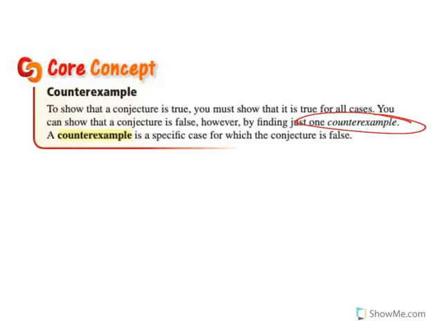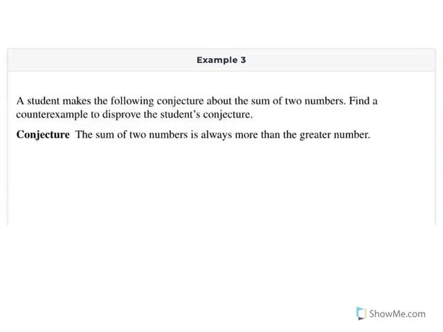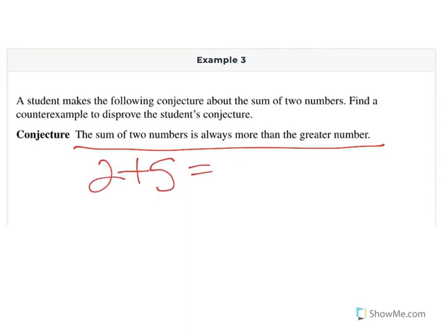Okay, so let me show you what. Write this down. Pause. Write it down. So, here's the conjecture. Okay, the sum of two numbers is always more than the greater number. Okay, so test it. See what you can come up with. 2 plus 5 equals 7. So the sum is bigger than the greater number. That is true. Okay.